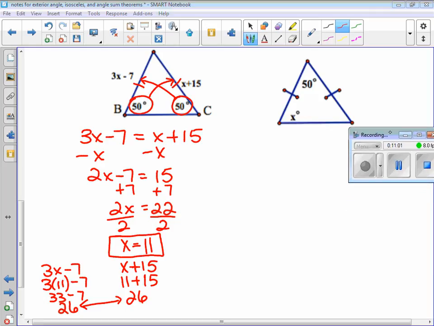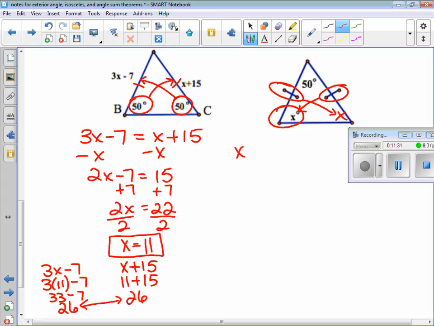So our second example. They've given us two congruent sides by our congruence marks. So we know these two opposite angles are going to be equal. So if this angle is x, then this angle is x. Well, we don't have any other additional information, but what we do know is that the angles of a triangle should add up to 180 degrees. So I can set up an equation, x plus x plus 50 equals 180.